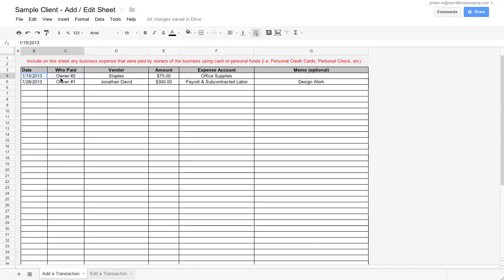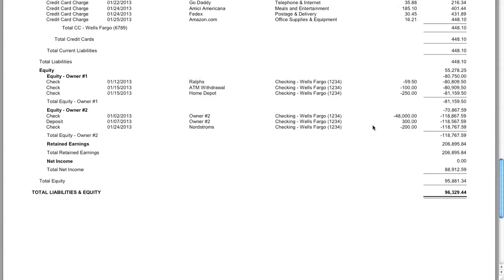We'll be able to pick up these transactions and add them to the financial statements so that you'll see them appear here as contributions as well as expenses on the profit and loss detail report.